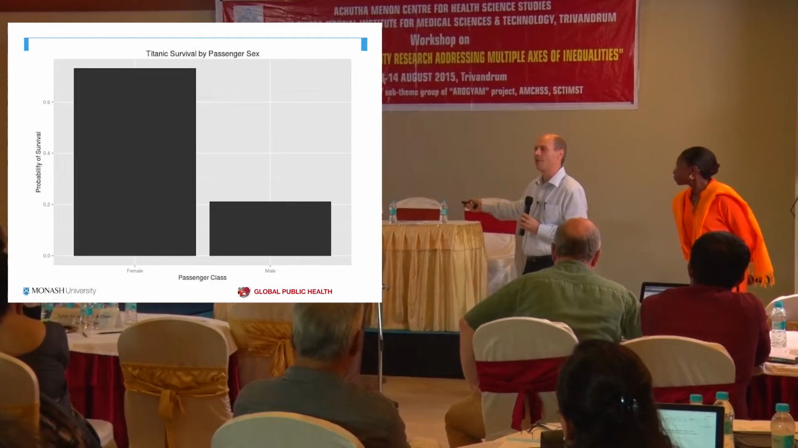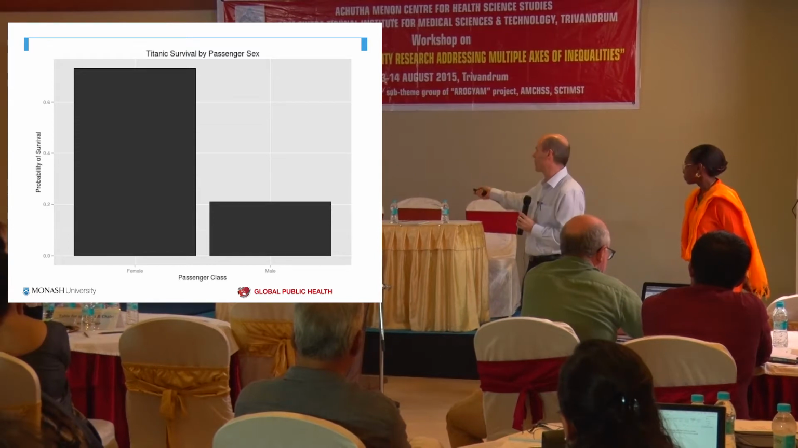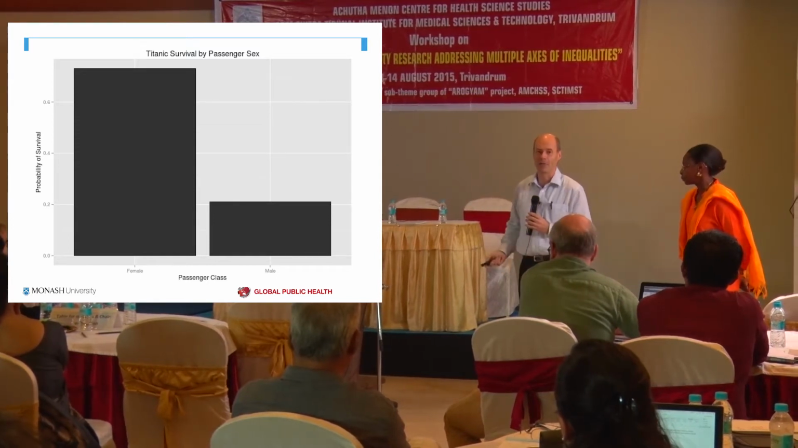You can't see the numbers. Okay, females, males: males died at a far higher rate than females. About 60% of females on the Titanic survived, and about 25% of males on the Titanic survived. So there's immediately a huge gender gap.